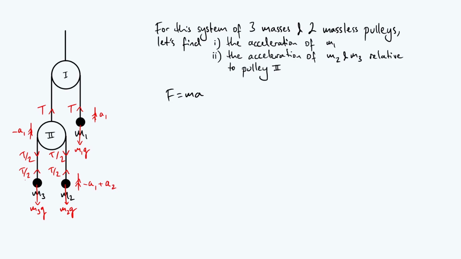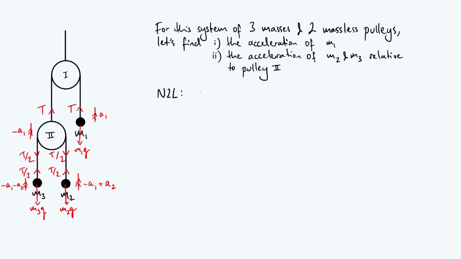And for m3, the situation is pretty much the same. It inherits an acceleration of minus a1 from pulley 2, but it's accelerating the opposite way relative to pulley 2 compared with mass 2. If mass 2 is going up relative to pulley 2, then mass 3 must be going down because the strings are all inextensible. So it's minus a1 minus a2 for m3. So now we are going to construct our equations of motion by applying Newton's second law to each of the three masses in turn.